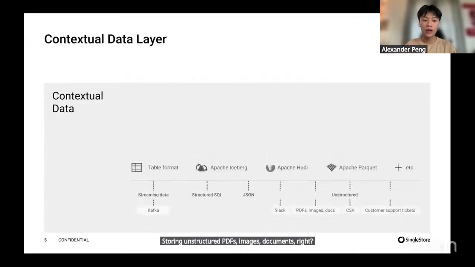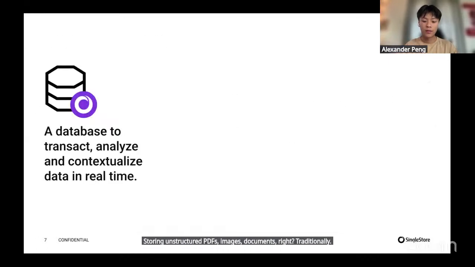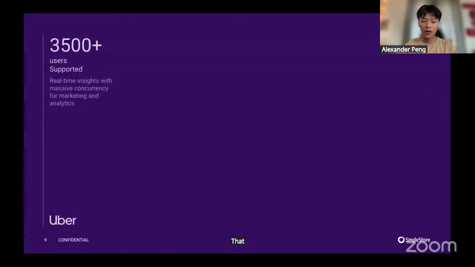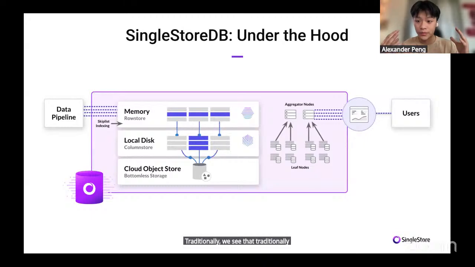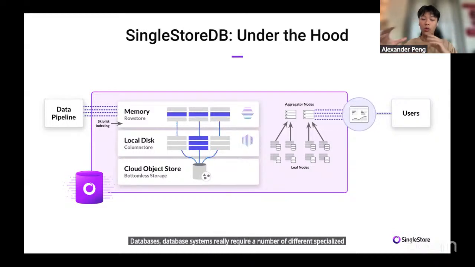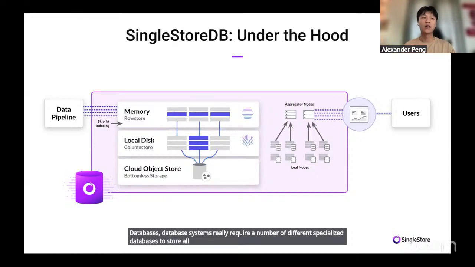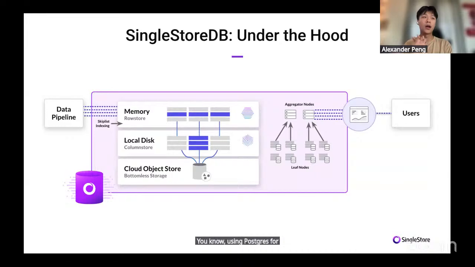Traditionally, we see that database systems really require a number of different specialized databases to store all these different types of data. Using Postgres for your structured data, using Mongo or a vector database for your unstructured data.